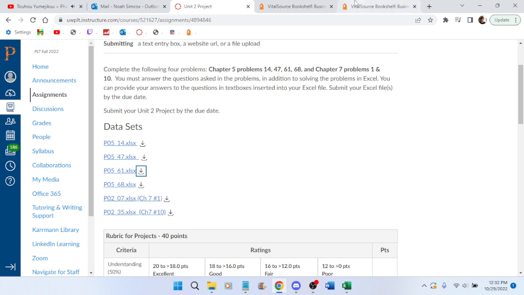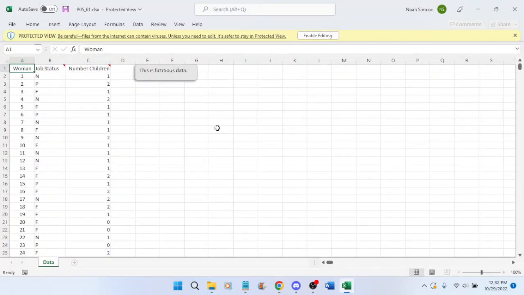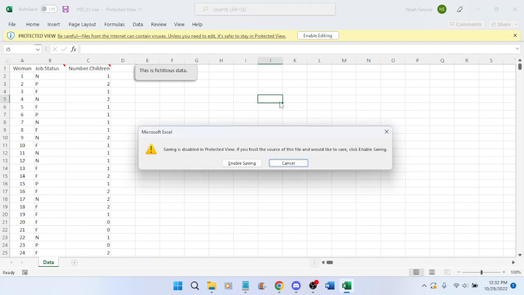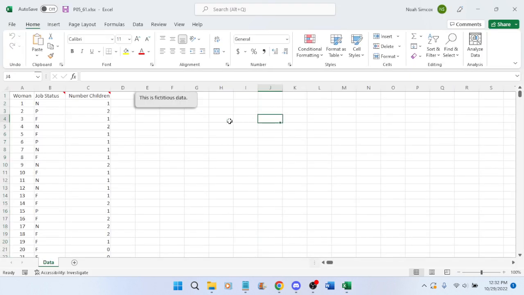So there's only 3 parts here. Let's see. Oh, geez. All right. Got some data. That's fine. What are we looking to do here?